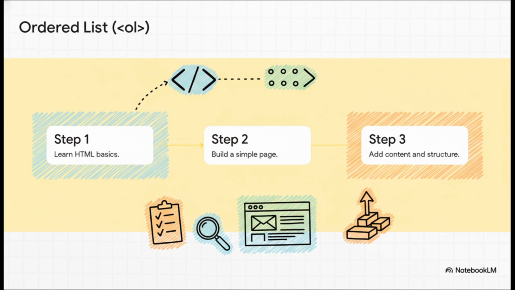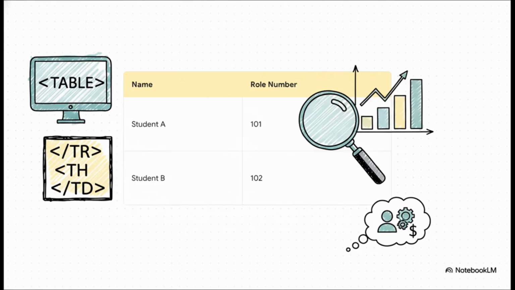And here's the cool part. The browser automatically puts the numbers in for you. You don't have to worry about it. And for any data that fits nicely into rows and columns, like a spreadsheet, you use the table tag. This lets you organize information super neatly, creating a grid that's just perfect for things like product comparisons or schedules.